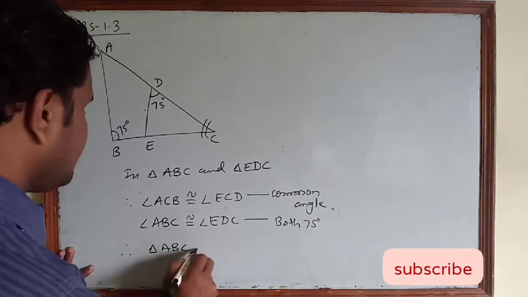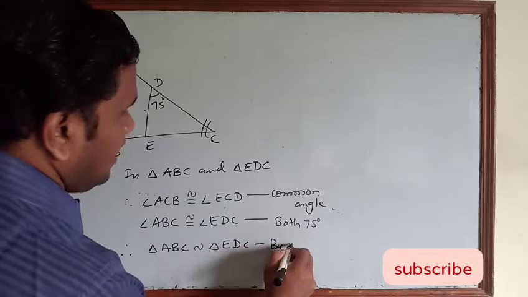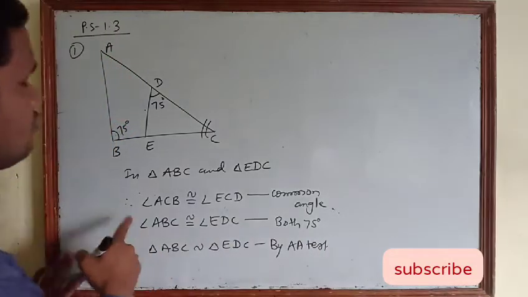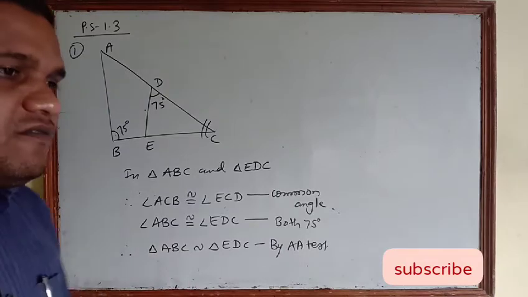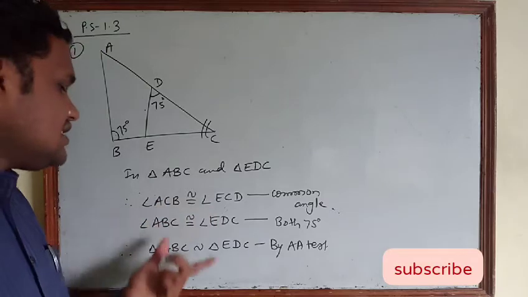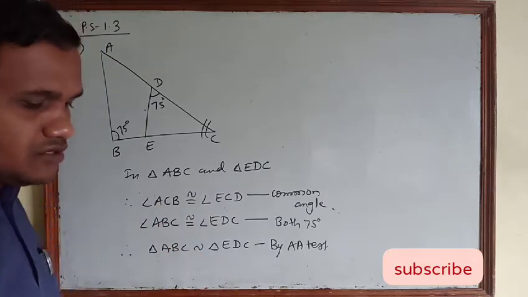Triangle ABC is similar to triangle EDC by AA test, because you got only two pairs of angles. You don't have any information about the sides. That's why the triangles are similar by AA test. Okay, you may take the screenshot.